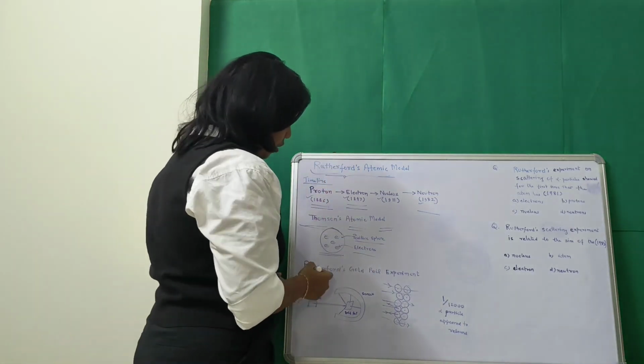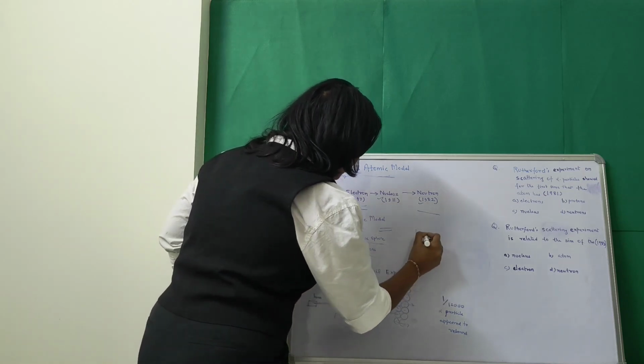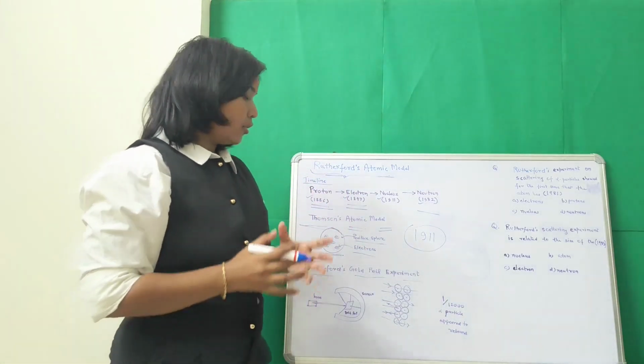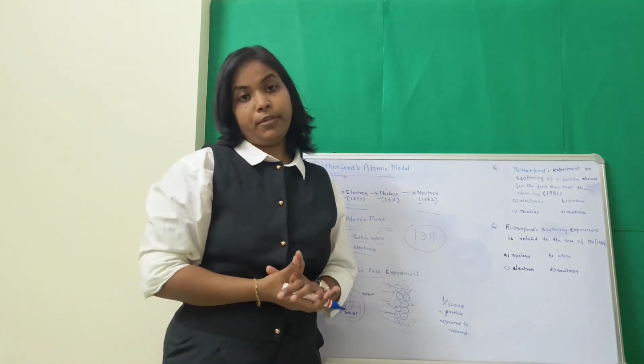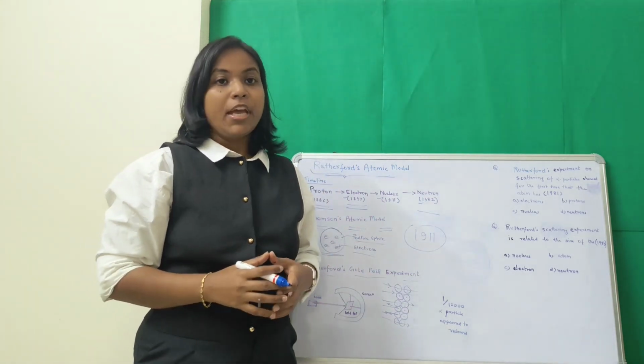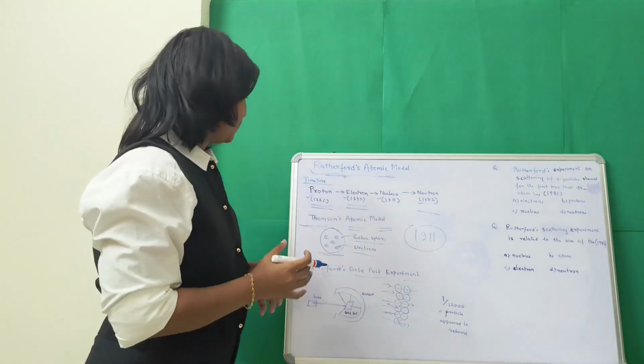Further, Rutherford around 1911 started conducting experiments, and this experiment was Rutherford's gold foil experiment. What did he do in this experiment, what were the observations, and what conclusions did he draw? Let us learn about it.